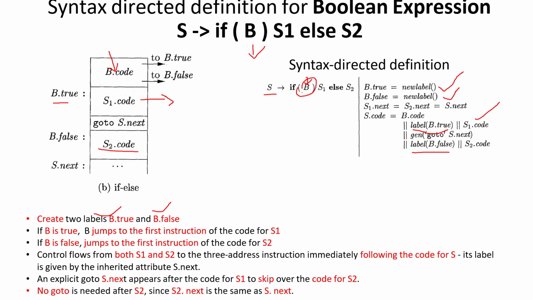The control flows from both s1 and s2 to the three address instruction immediately following the code for s. So what is the use of goto? An explicit goto s.next appears after the code for s1 to skip over the code for s2. Suppose the condition is true, there is no need to evaluate s2.code. That's why we have given the goto s.next. No goto is needed after s2 because s2.next is the same as s.next.